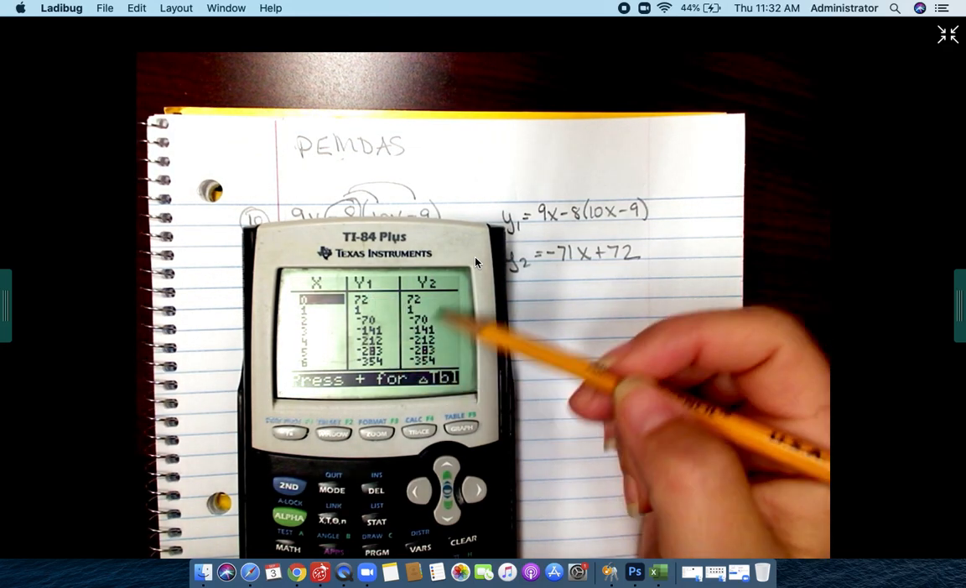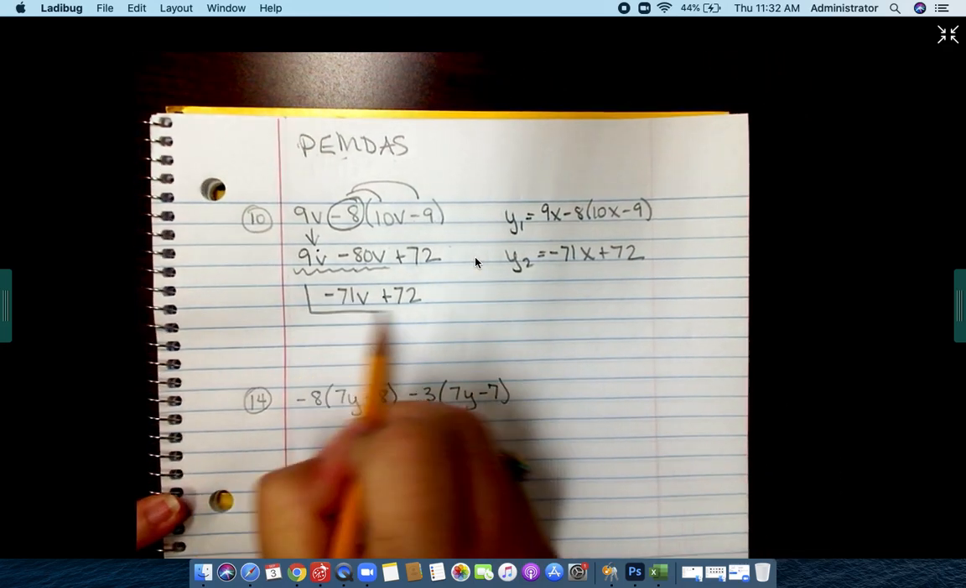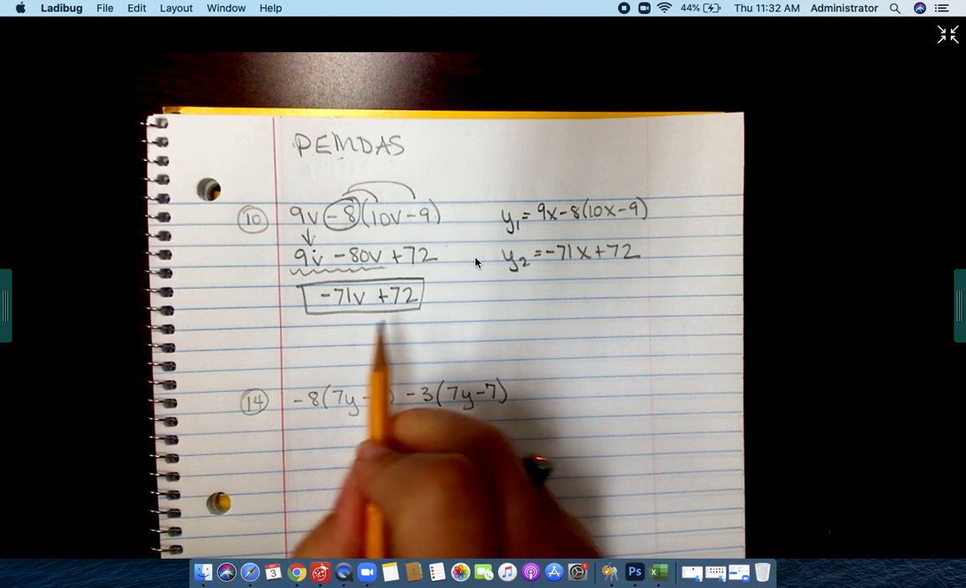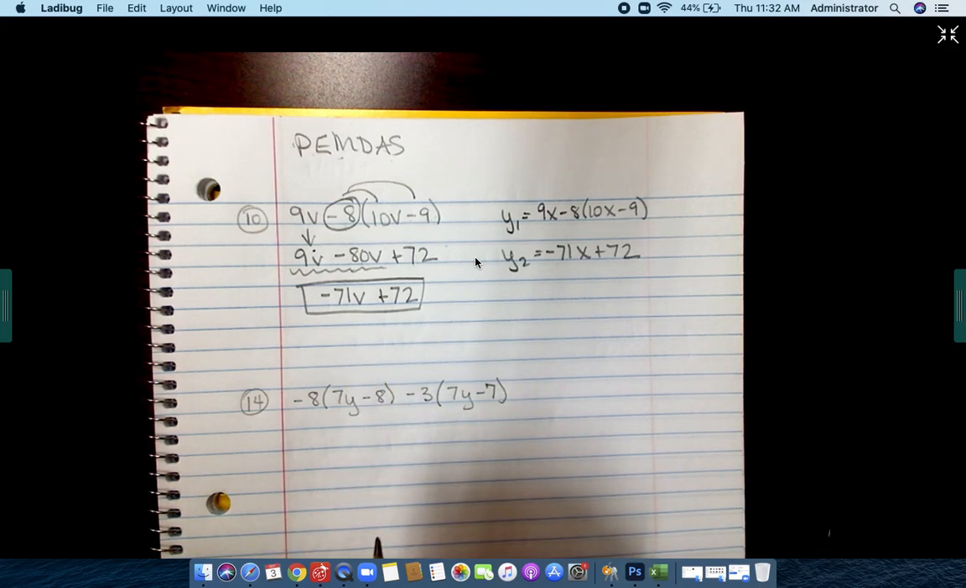So again, my y1s and y2s match up. So yay, my answer is correct. Put a box around it. And if you got this right, then put a diamond underneath your answer. Just come in here and draw a diamond shape, okay?